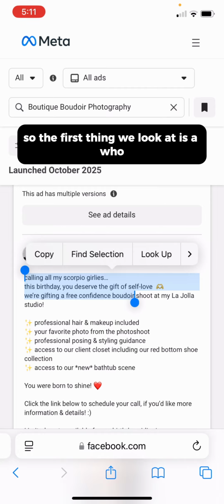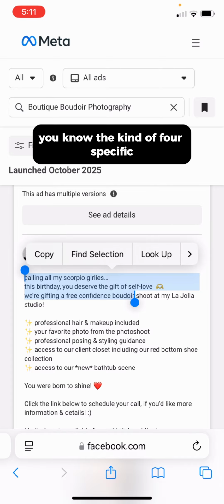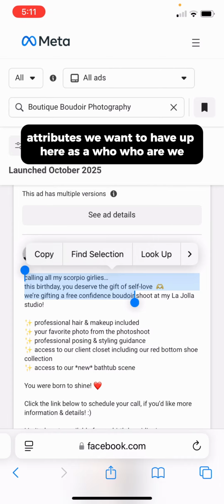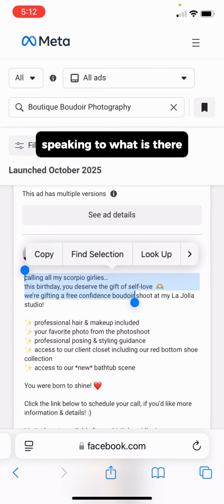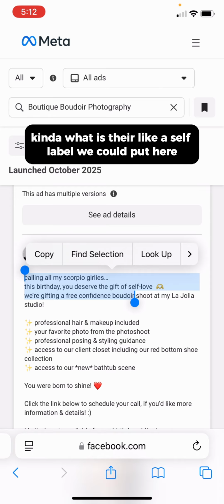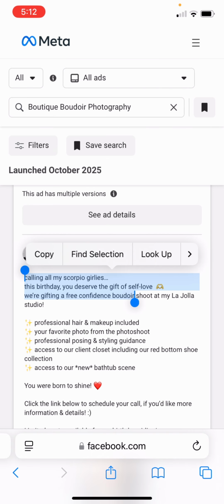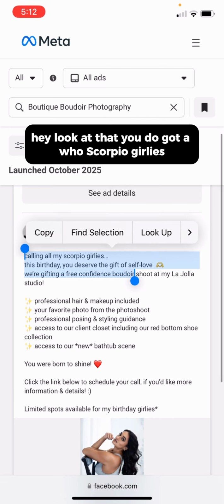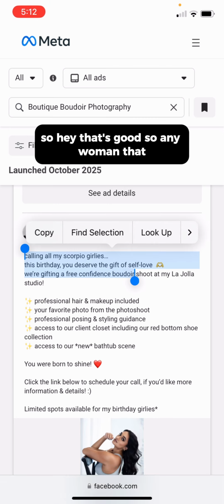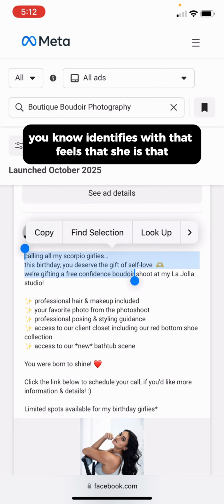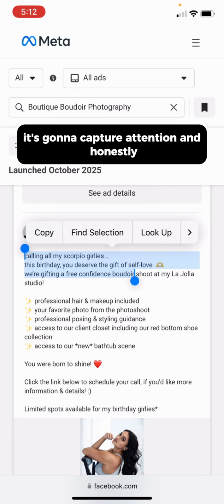So the first thing we look at is a who. The four specific attributes we want up here start with a who. Who are we speaking to? What is a self-label we could put here, where they would read it and say, oh my God, that's me? And look at that, you do have a who: Scorpio girlies. So, hey, that's good. Any woman who identifies with that, who feels that she is that, it's going to capture her attention.